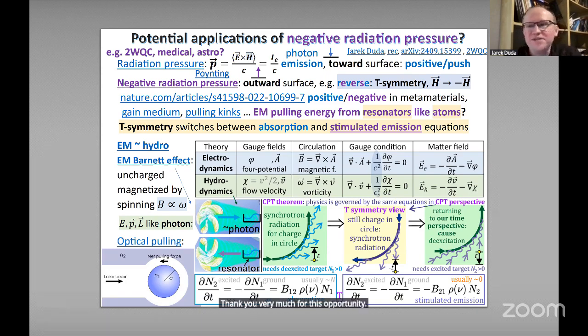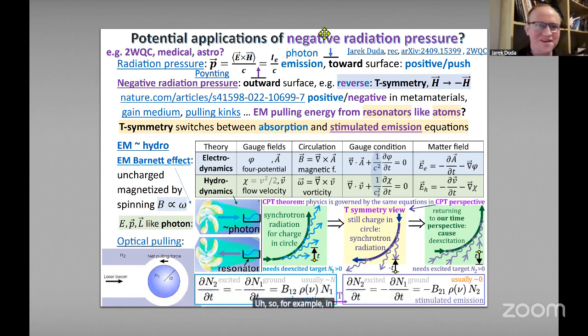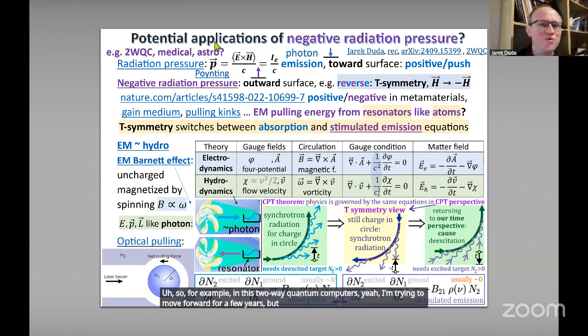So, as mentioned, I will talk about potential applications of negative radiation pressure. For example, in two-way quantum computers, I've been trying to move this forward for a few years, but I have a new, better approach now. Also, very interesting new medical applications, and also in astronomy and astrophysics.